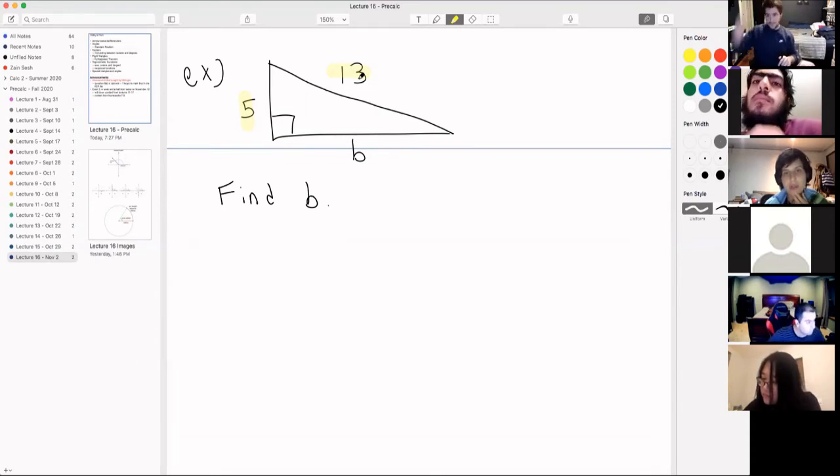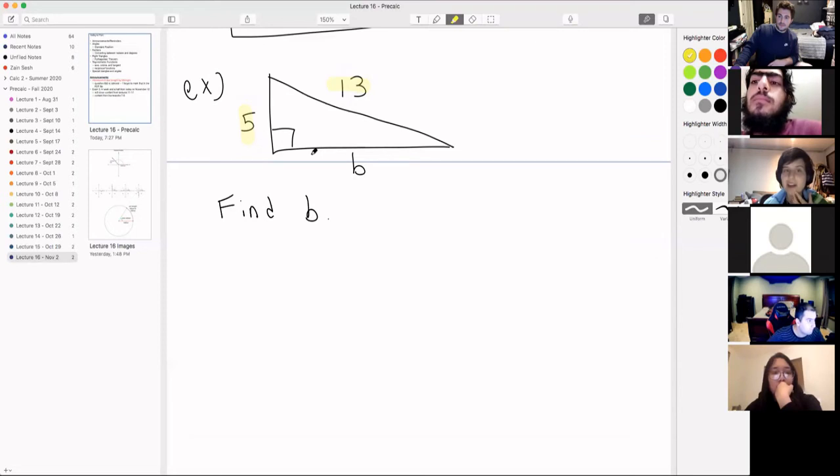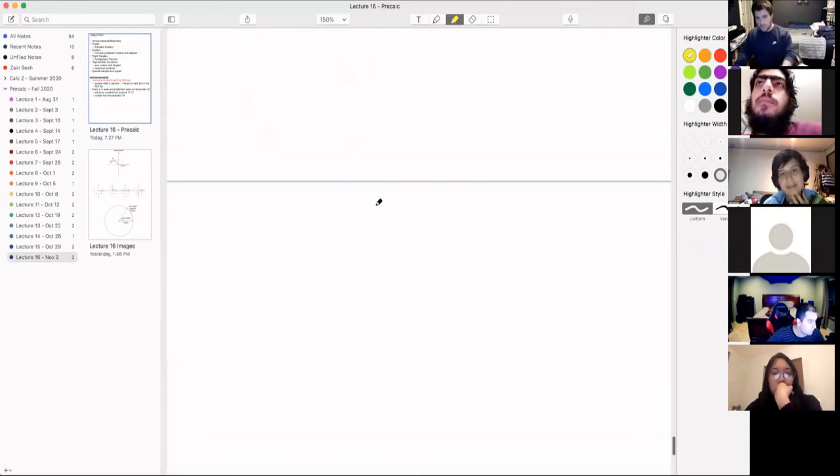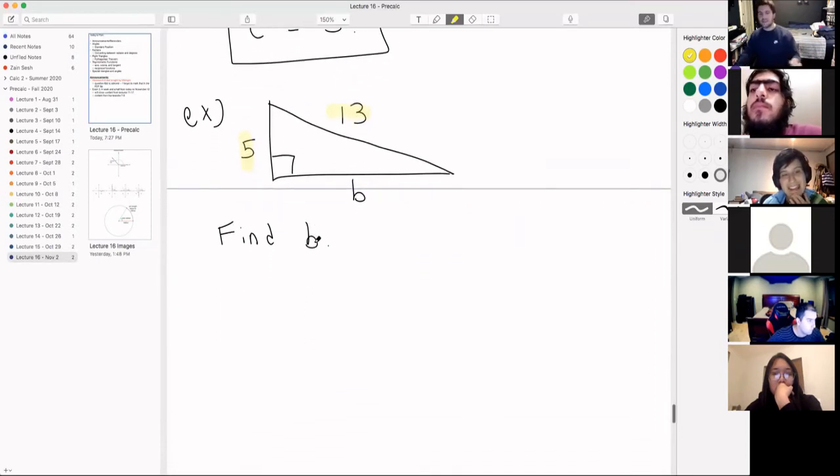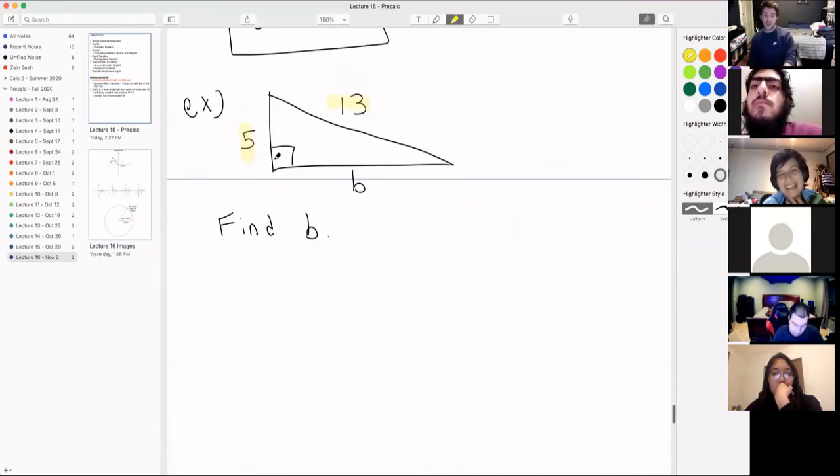Can I try to answer? Yeah. Because it's the only side that's not connected to the right angle. Right. So it's the hypotenuse. Yes, but I was trying to sound better. No, that's totally true. Right. So it's not connected to the right angle. It's across from it. So it's the hypotenuse.